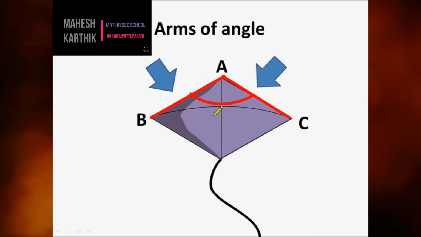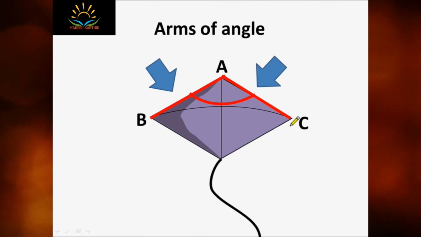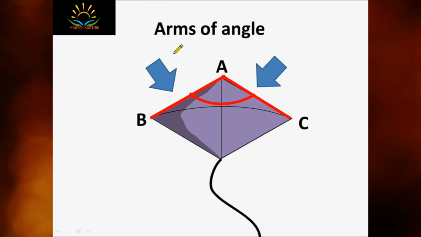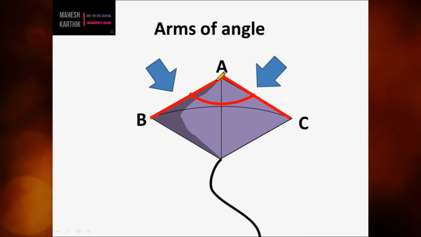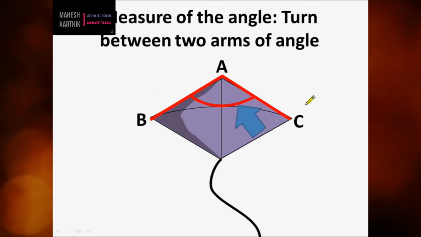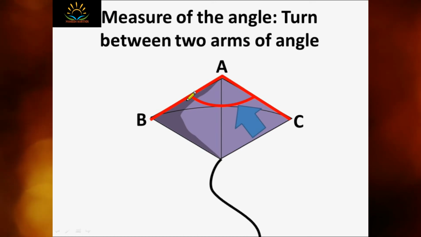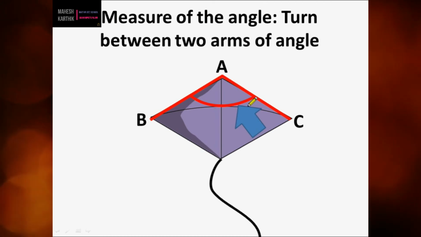Understood? Now these two straight lines meet at this point and make an angle. So the line segments AB and AC which meet at a point and make an angle are called the arms of the angle. So line segment AB and AC are called the arms of the angle. Understood? And what is an angle? The measure of the angle is equal to the turn between the two arms that form the angle. So, this is the angle made by these two lines.